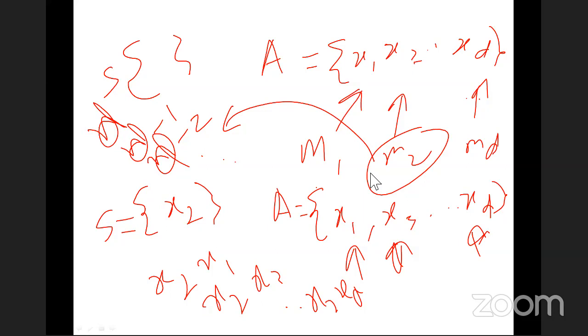Yes, so that is a flaw in this method. That's why it's called a greedy method. It greedily includes one variable at a time. So that's a flaw in this method. Okay. Ashish?